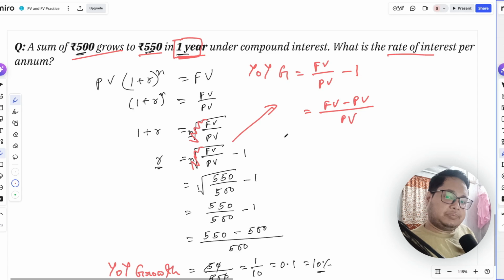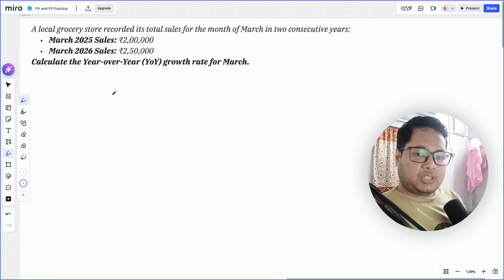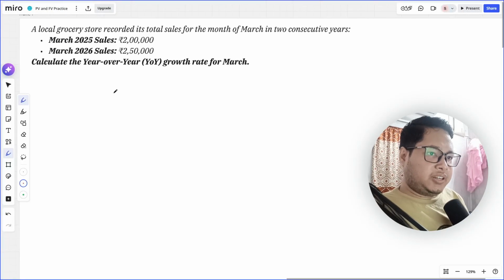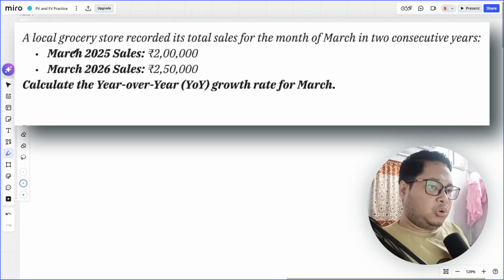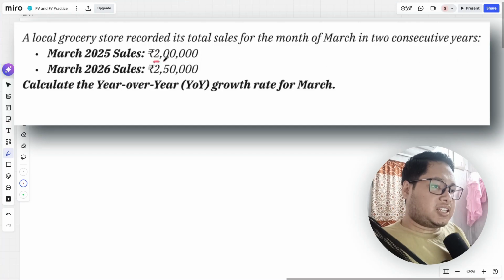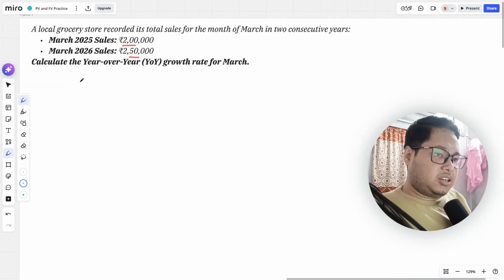So let's take one more question. This is another question I have taken: a local grocery store recorded its total sales for the month of March in two consecutive years. In year 1 the sales were like this, and in year 2 this. Now calculate the year over year growth rate for March. Cool.